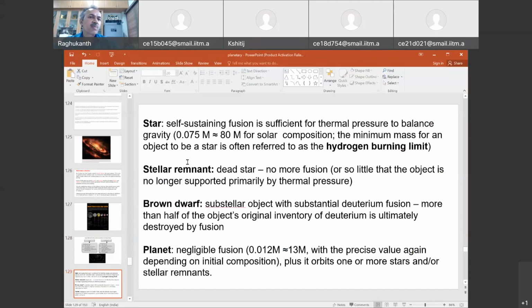Very small fusion should be there in the planet, and of course it has to orbit one or more stars, like our sun or something like that. So this is another definition for a planet. So like this, we have standard definitions for all the solar system objects itself.